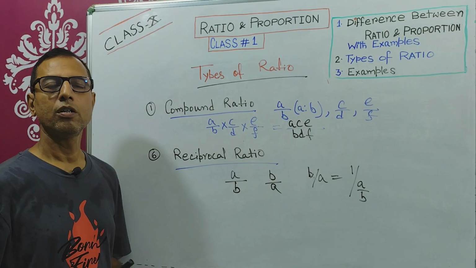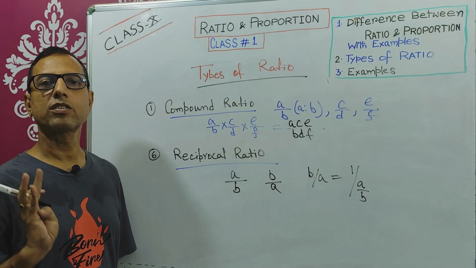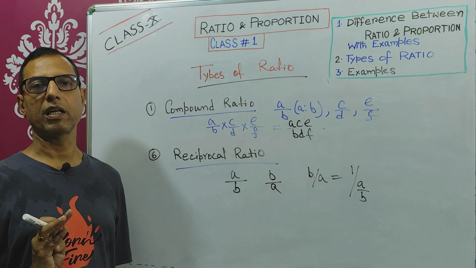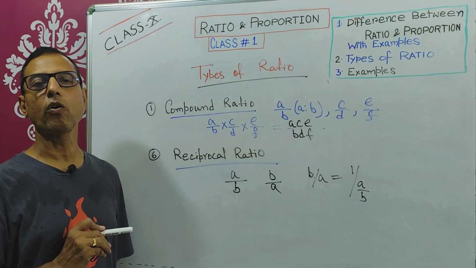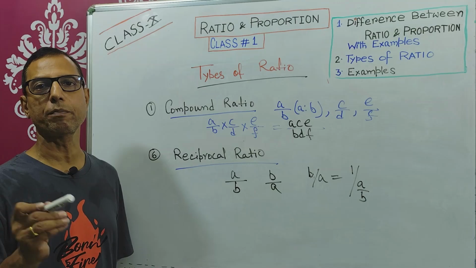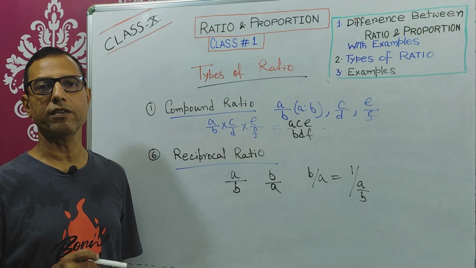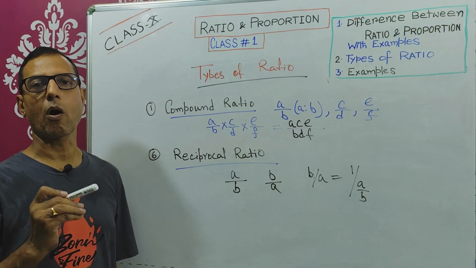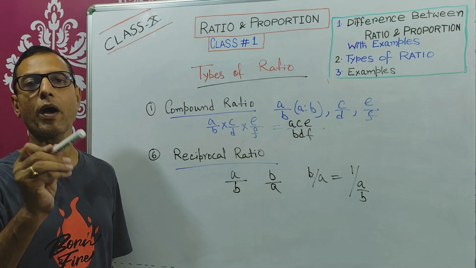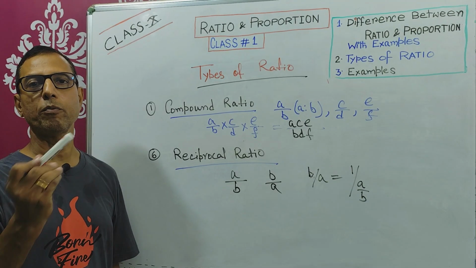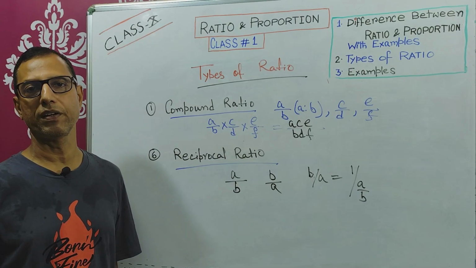So what we understood? There are 6 types of ratios mainly. Number 1 is compound ratio, which is the multiplication. The compound ratio of multiple ratios is equal to the product of all the numerators or antecedents divided by the product of all the consequents or denominators. Number 2, the duplicate ratio, is the compound ratio of 2 equal ratios, which is in turn the square of the ratio. Number 3, sub-duplicate ratio, is the square root of the given ratio.